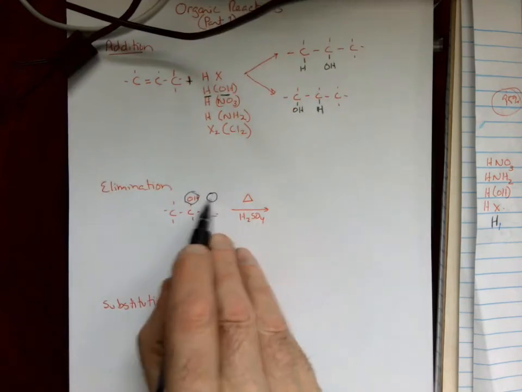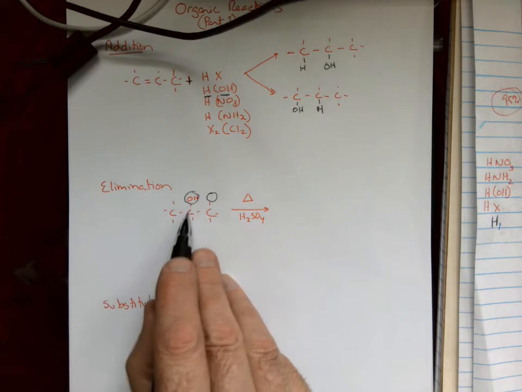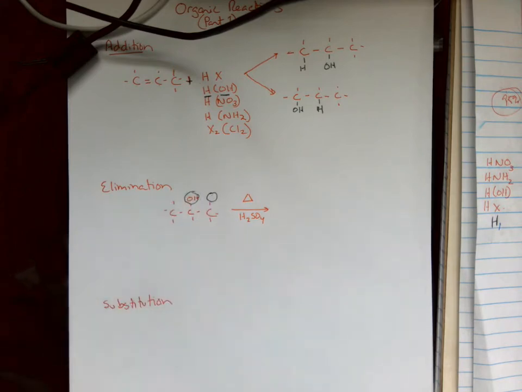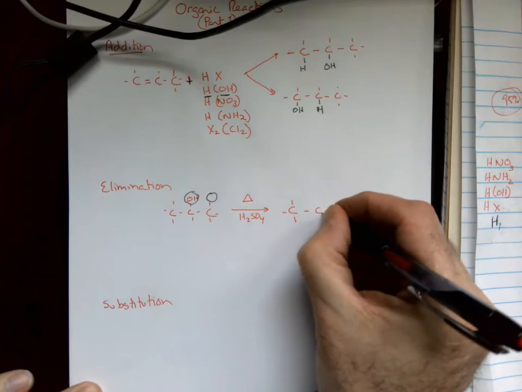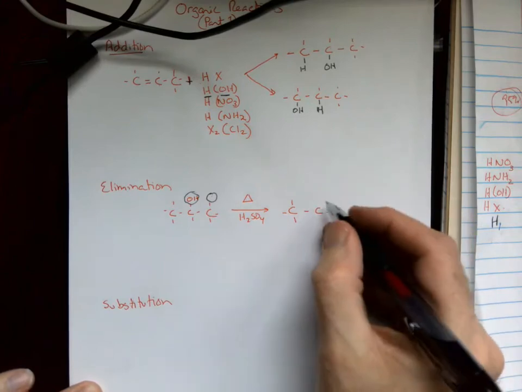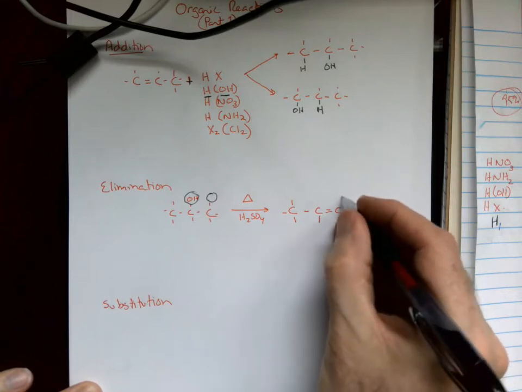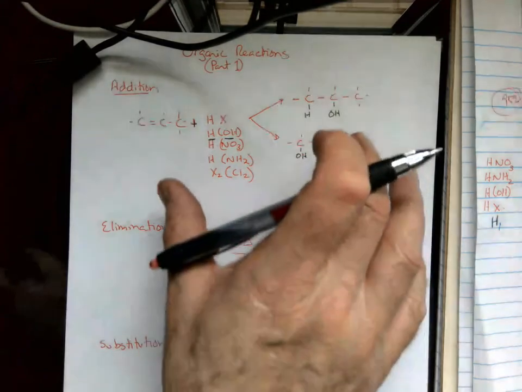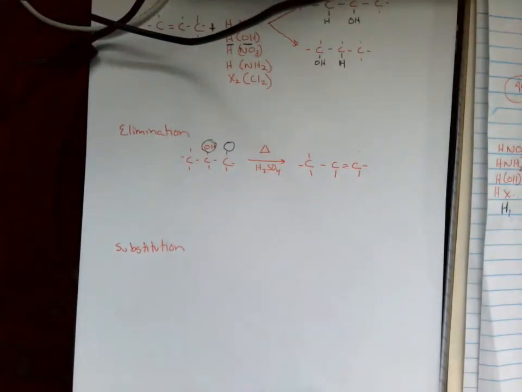So I could have taken this H, I could have taken this H. I can't take an H off the carbon that I'm taking the OH from. So I have to either take an H from here or an H from here. Let's say I take this one off. What do we get? So I remove that OH, it's no longer there. I remove that H, it's no longer there, and we make a double bond. I hope if you study this, you can see the addition is the opposite to an elimination.